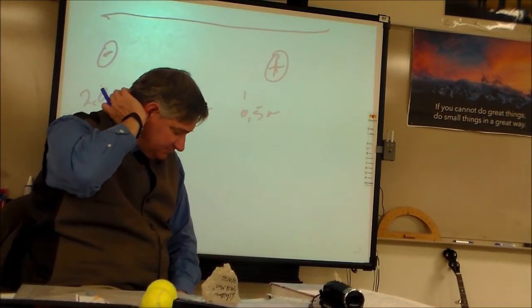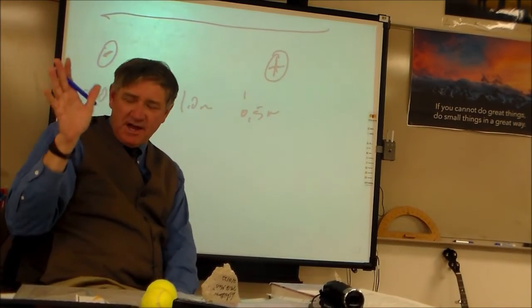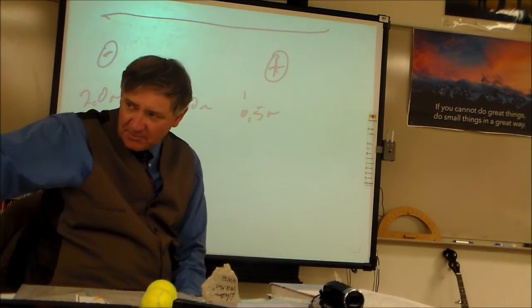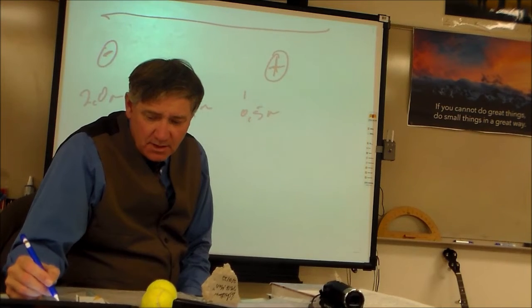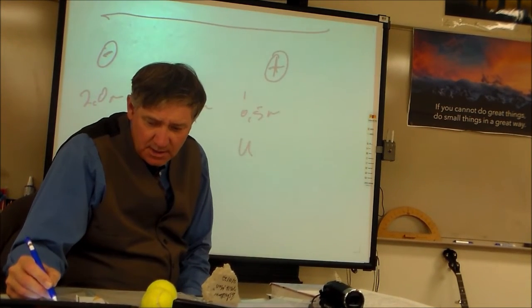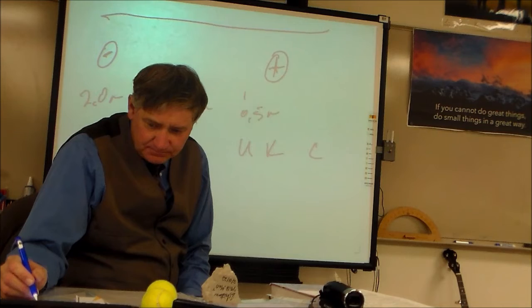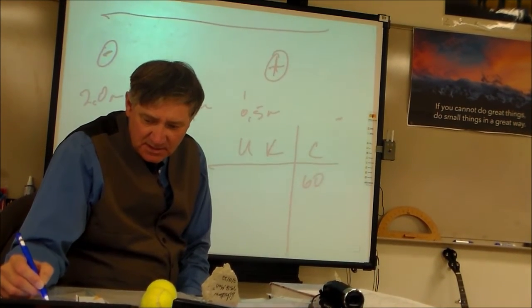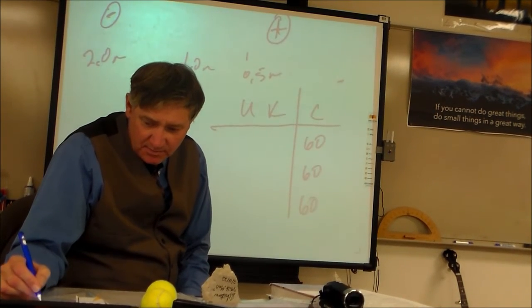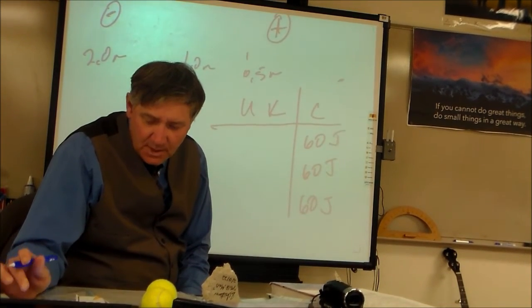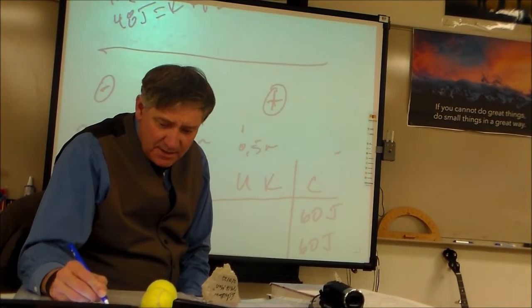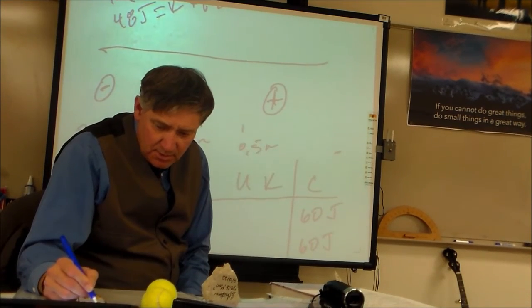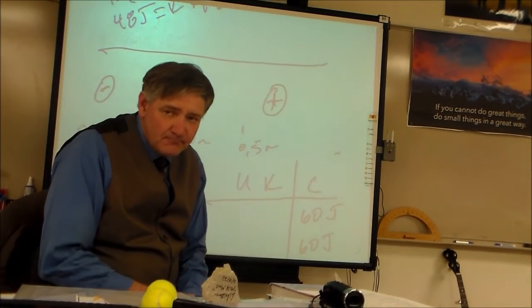Now, here's the struggle that I have as a teacher, is to kind of get you to see through this. But this is where we're going to develop the same mathematical model. So we're going to look at U, kinetic, and a constant. Okay? So let's say that constant is still 60 joules. So let's stick with the numbers that we already have. All right? Now, when I go to calculate U, it's going to be kQ1Q2 over r.